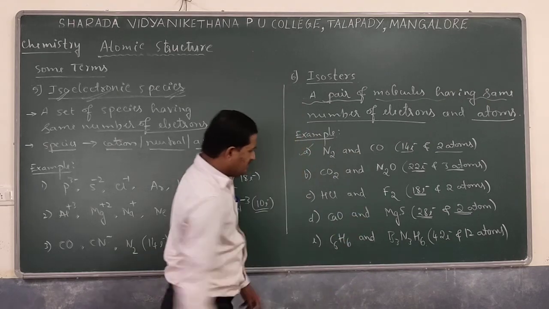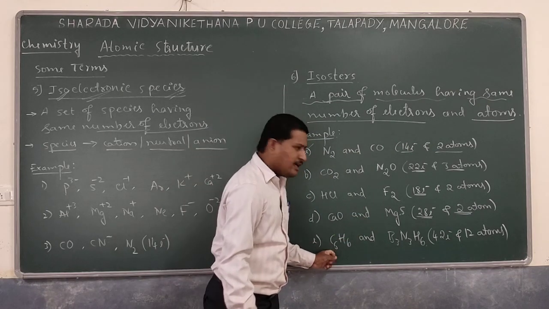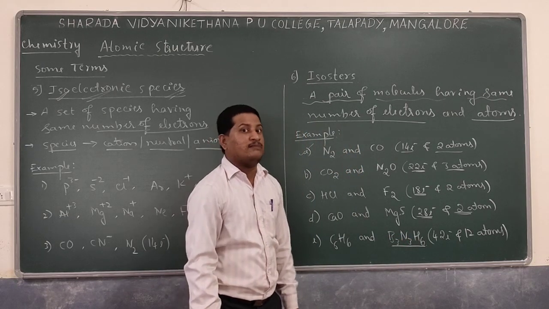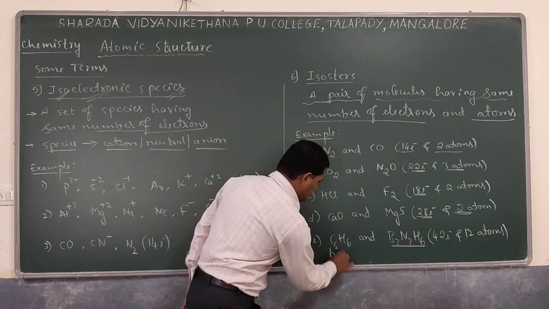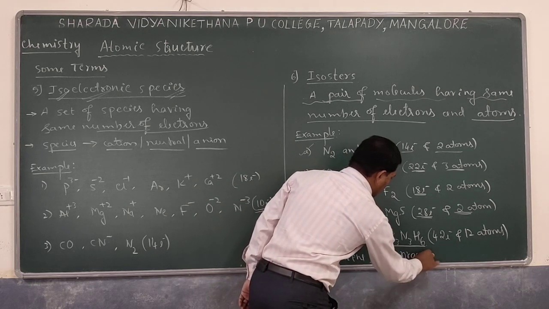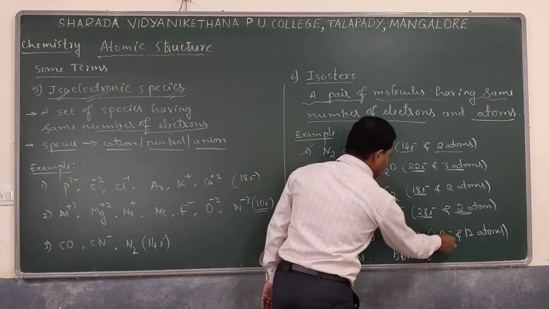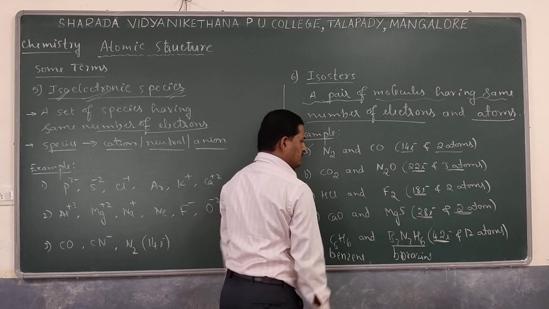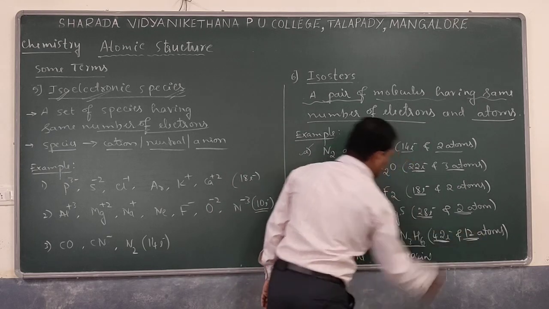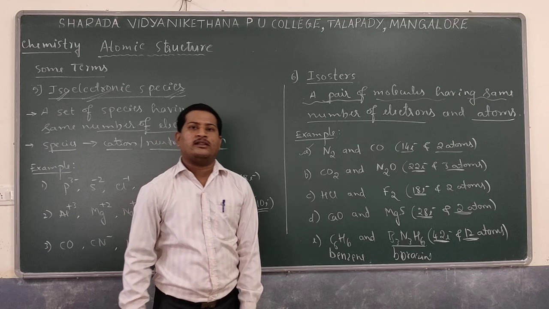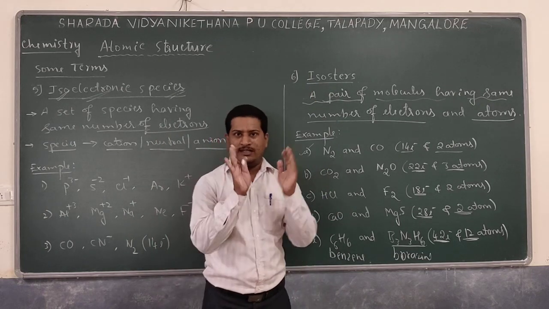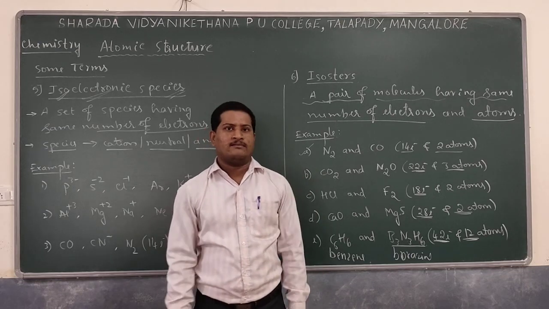Similarly, C6H6 is nothing but benzene. This is organic benzene, whereas B3N3H6 is inorganic benzene, borazine. This is benzene and this is borazine. Both have the same structure and the number of electrons present is 42. The total number of atoms, 6 plus 6, is 12, and here 3 plus 3 plus 6 is also 12. Such a pair of molecules is called isostructural. So these are the important terms you must remember.